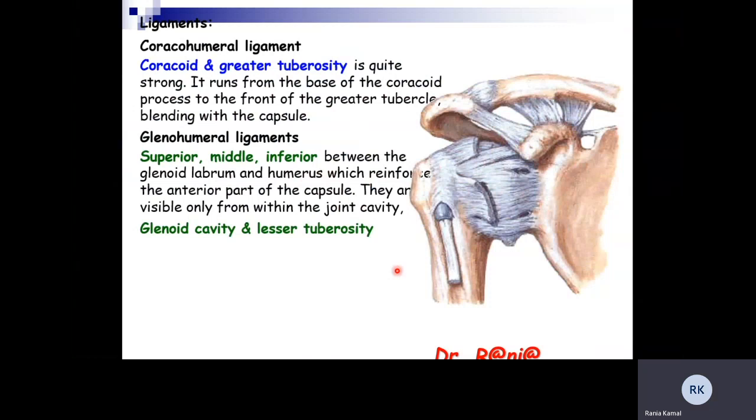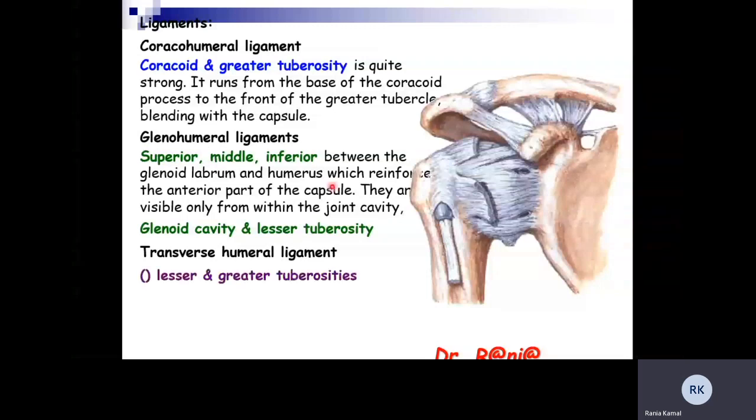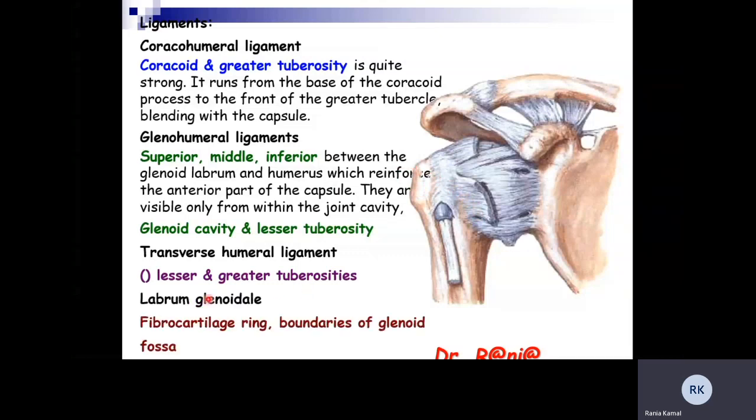the greater tubercle of the humerus. There is a ligament between the glenoid cavity and the lesser tuberosity. The transverse humeral ligament is attached between the lesser tuberosity and the greater tuberosity. It will cover the long head of biceps, so it will lie in a tunnel. The glenoid labrum is a fibrocartilaginous ring. It helps to increase the depth of the glenoid fossa.